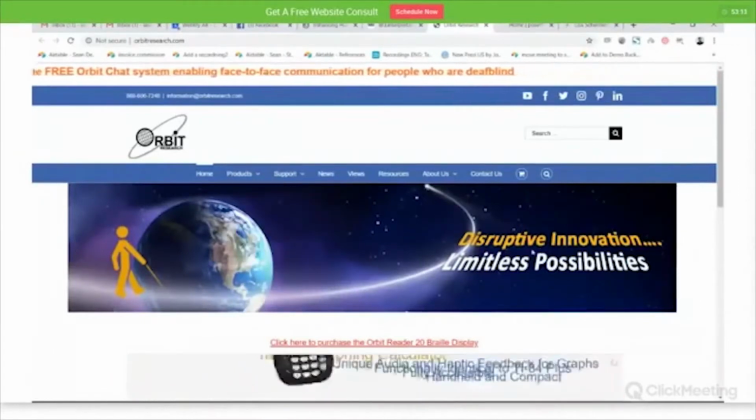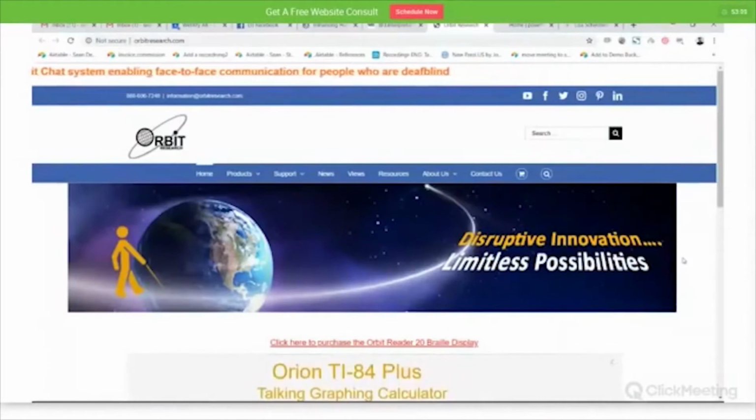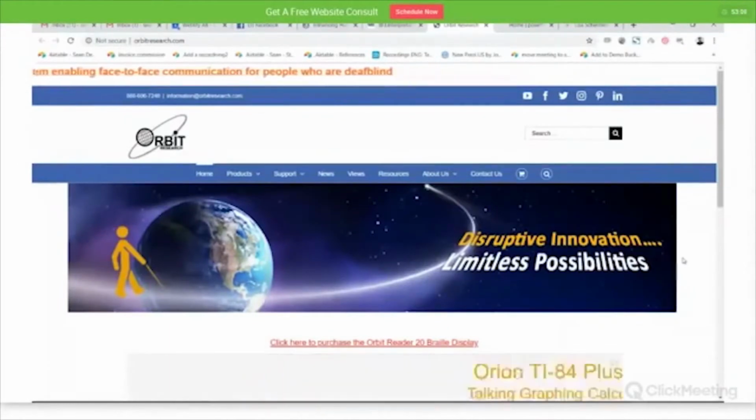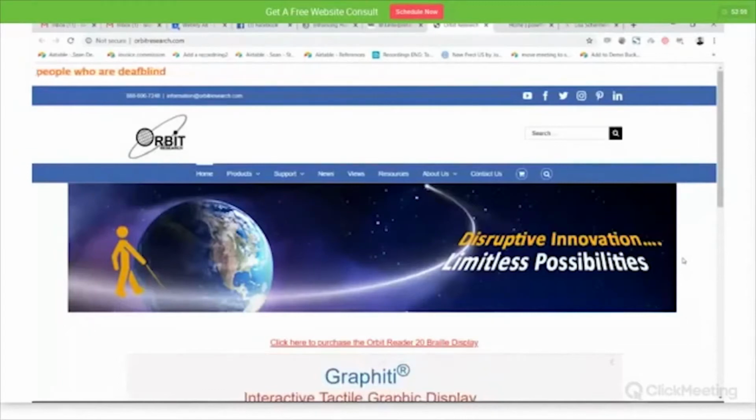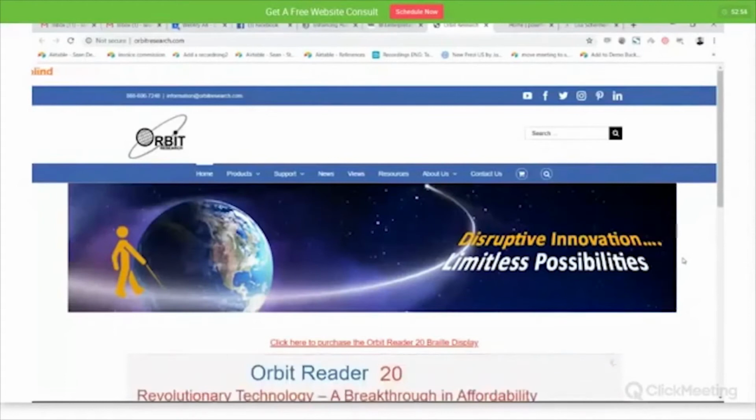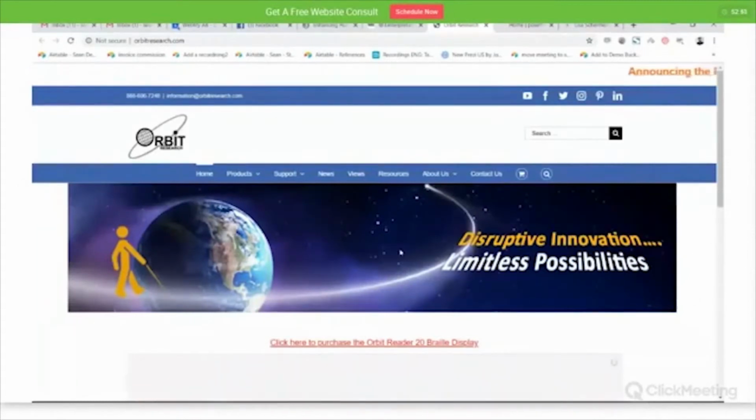So then it says disruptive innovation, limitless possibilities, but I still don't know what they do and what they offer. So that's what I would say should be the main text, really big text, where they can see what Orbit Research does and what the specific offerings are, and maybe what makes them different from the other people who are doing the exact same thing. So two sentences, a title and a subtitle.